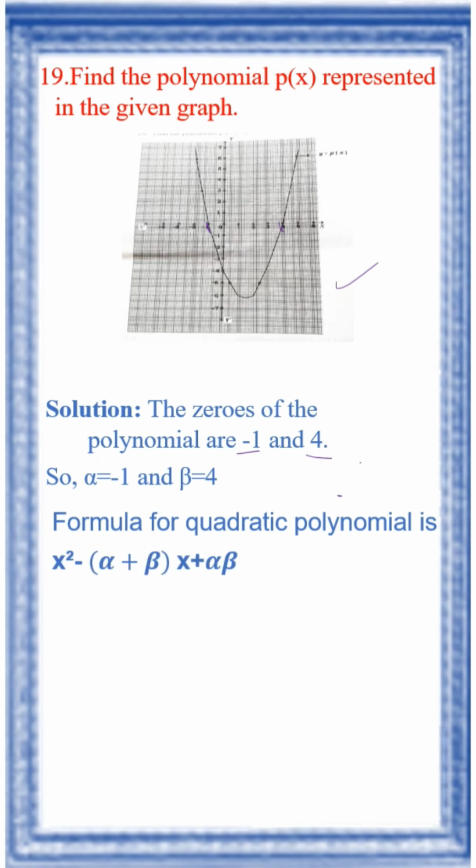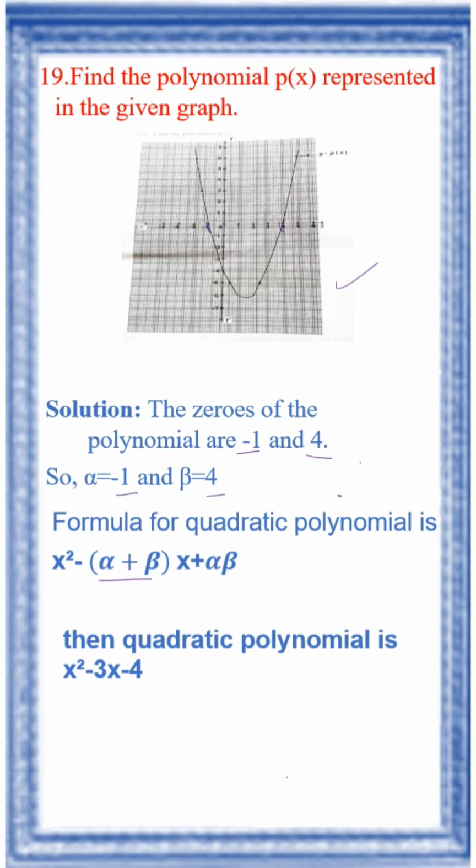The formula for the quadratic polynomial, we know it: x square minus alpha plus beta into x plus alpha into beta. Now let us substitute the values. Here alpha plus beta, what is it? 3. Alpha into beta: 4 into negative of 1 is negative of 4. So the quadratic polynomial is x square minus 3x minus 4.